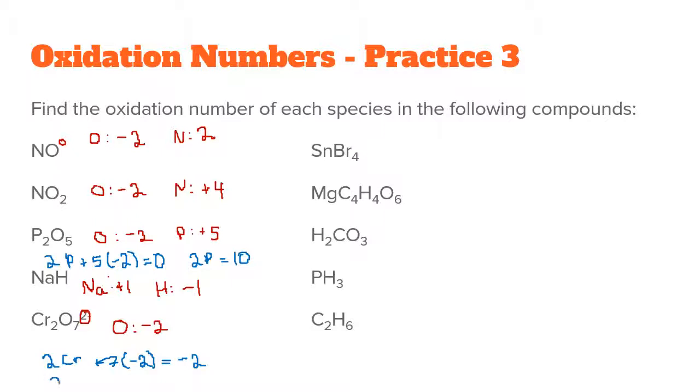So 2 chromiums is going to equal -2 plus 14, which is +12, which means that each one of my chromiums is going to have a +6 oxidation state.